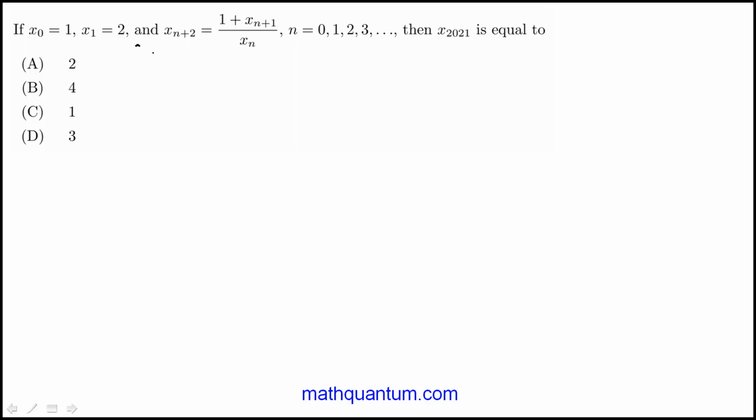So anytime you see a sequence question where they're asking you for a term, value of a term, which is far out, there has to be some kind of a pattern. So the first thing you have to do is to figure out that pattern. And here, if you replace n with 0, because it applies for n 0, 1, 2, 3, this would become x sub 2, meaning the second term, the first n is 0, x1 over x0. So that means 1 plus 2 over 1, so 3.